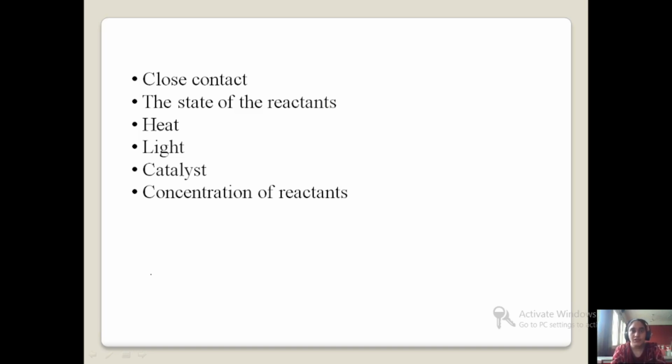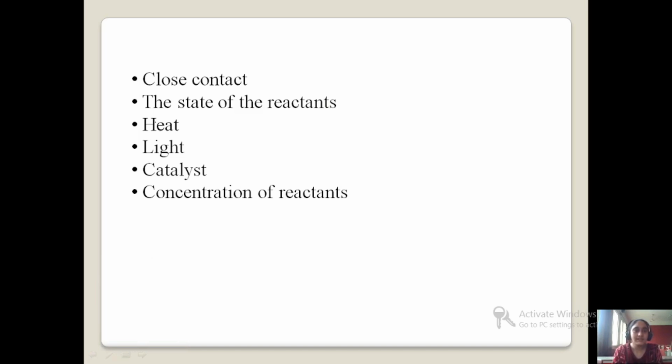There are some conditions so that a reaction can happen. The first condition is close contact. That means two reactants should be in close contact so that the reaction can happen. So how can we achieve close contact? We can dissolve them in a liquid and mix both reagents, or we can take solid reactants and grind them together. There can be different ways to achieve close contact of the reactants.